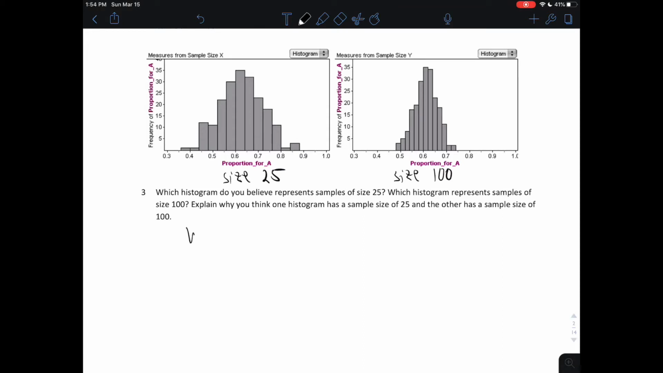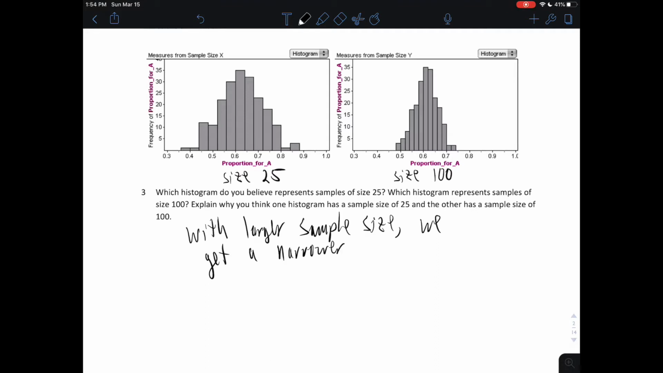And as an explanation, with larger sample size, we get a narrower distribution.